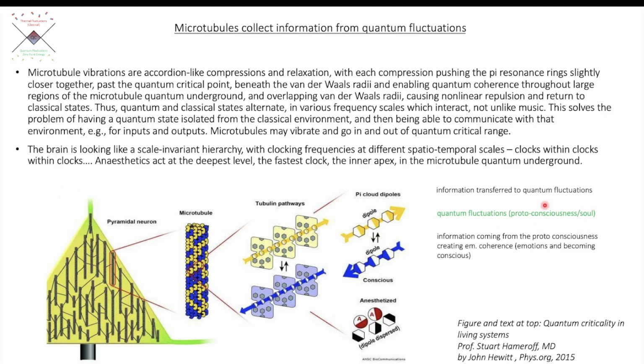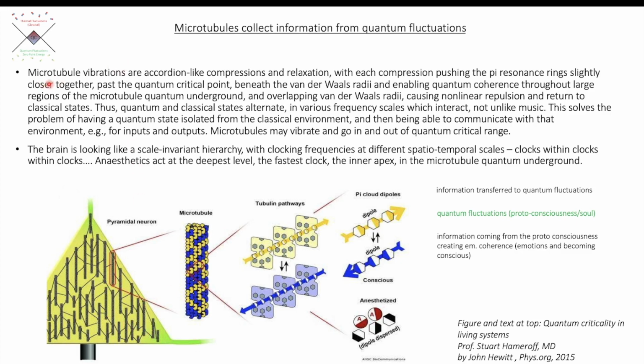So let's just say there's the soul, and the soul is the actual information processing domain. And after the information has been processed, the soul sends back information from the domain of quantum fluctuations via the pi-cloud dipoles. So that would be an emotion. An emotion is an electromagnetic coherence created by a quantum critical reflection. I will elaborate on that in part 3 of the Consciousness Path series. And anyway, then information is coming back via the pi-cloud dipoles and triggering these microtubules, and then they fire the neurons, and then we have a thought.